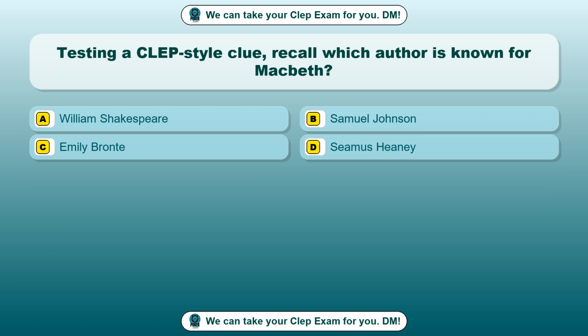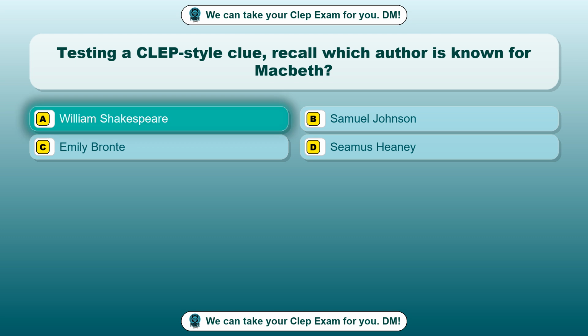Question 90. Testing a CLEP-style clue, recall which author is known for Macbeth? Option A, William Shakespeare. Option B, Samuel Johnson. Option C, Emily Bronte. Option D, Seamus Heaney. The correct answer is option A, William Shakespeare.